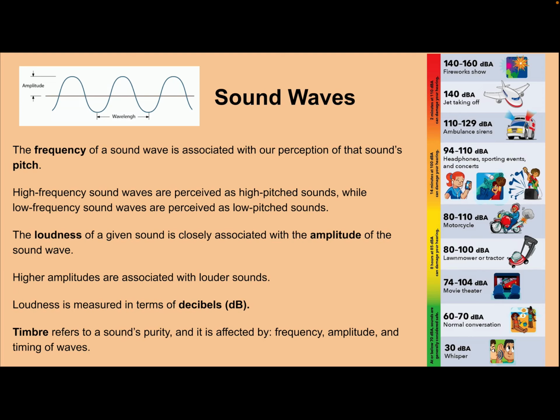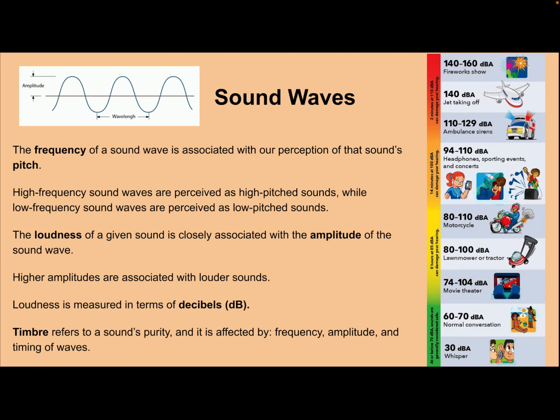Finally, timbre is a different aspect of sound, and it refers to the sound's purity. It's affected by frequency, amplitude, and the timing of the waves as well. We won't go into the details of timbre, but the timbre of a musical instrument is what allows you to detect the difference between different instruments. The instruments might play the same note, but you can still tell the difference between the sound of a piano or a trumpet or a violin.